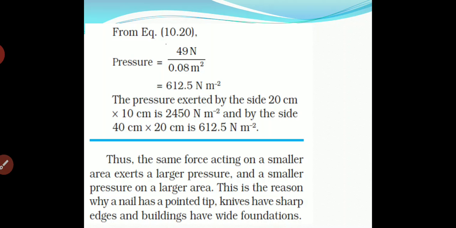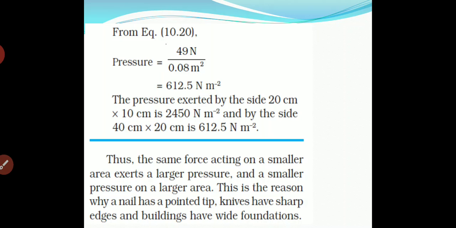So it will be 612.5 Newton per meter square. The pressure exerted by the side 20 centimeter into 10 centimeter, which we have found, will be 2450 Newton per meter square, and by the side 40 centimeter and 20 centimeter it is 612.5 Newton per meter square. Thus the same force acting on a smaller area exerts a larger pressure. In a small area, it will exert a larger pressure.